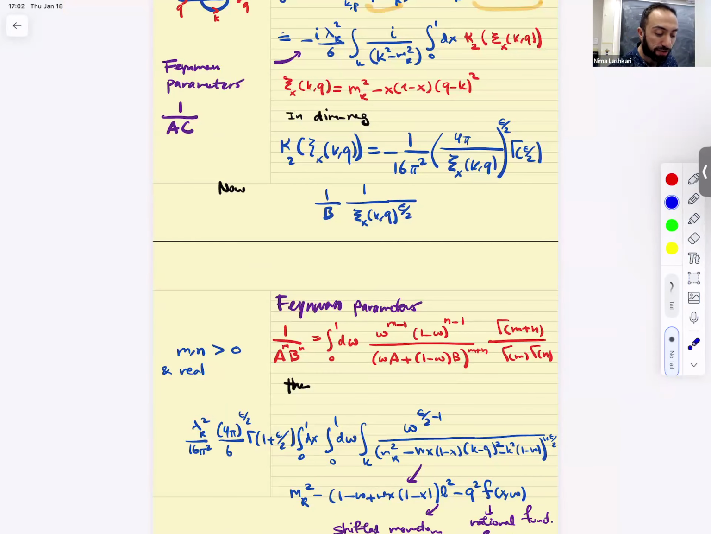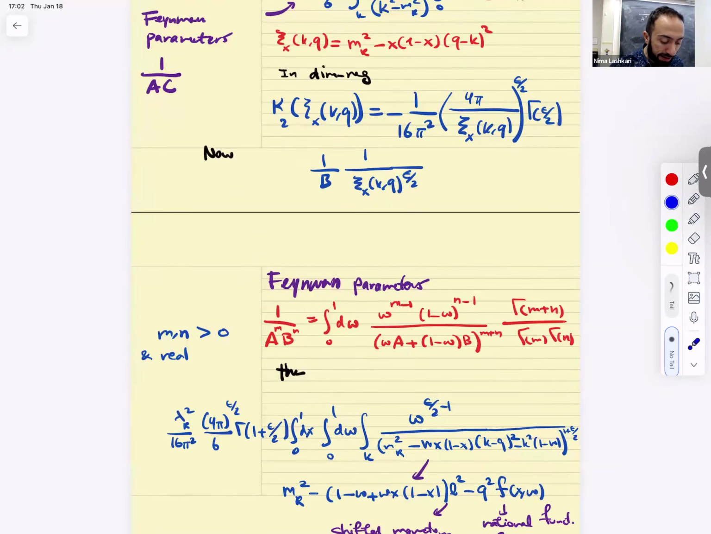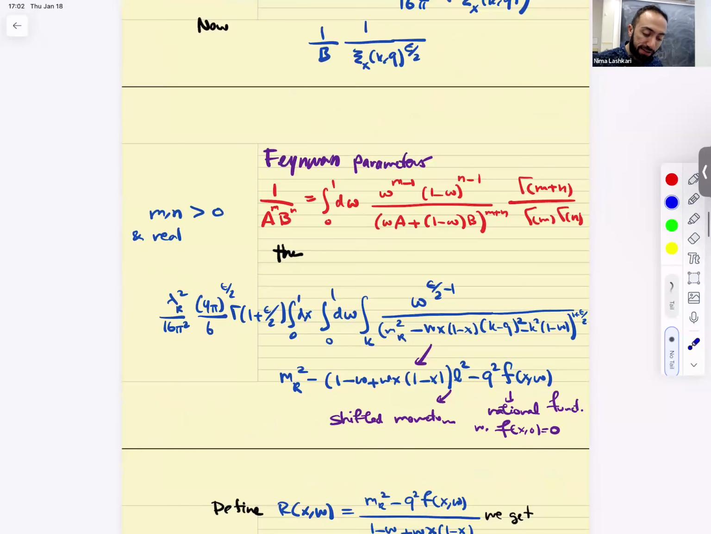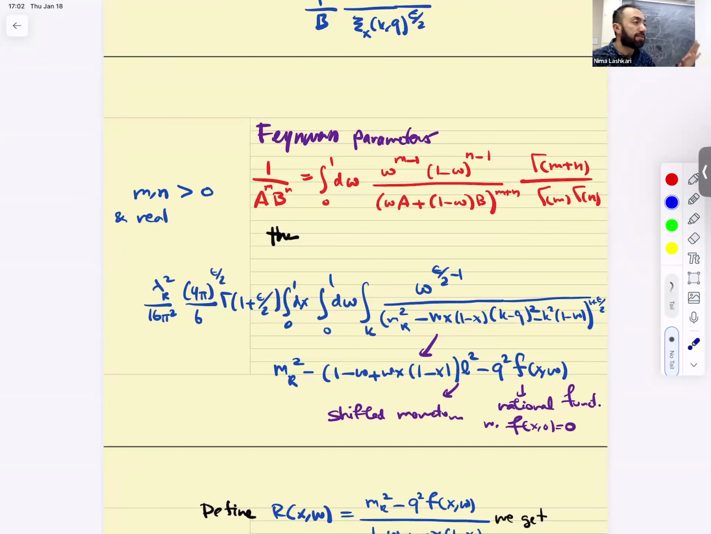Of course, we're doing Feynman parameters, which adds another variable, another integral that I'm going to call w from 0 to 1. There's a whole bunch of these gamma function factors that I brought out. There's w to the power of epsilon over 2 minus 1, and this is the denominator, which now has this funky power 1 plus epsilon over 2 because it's m plus n. Good. All right. What was the rest of it? So this is where I probably lost you.